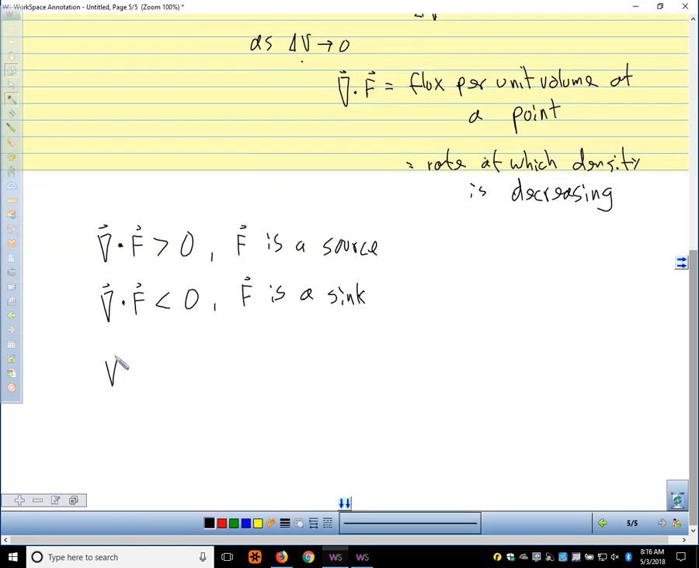And if del dot F equals 0, F is incompressible.